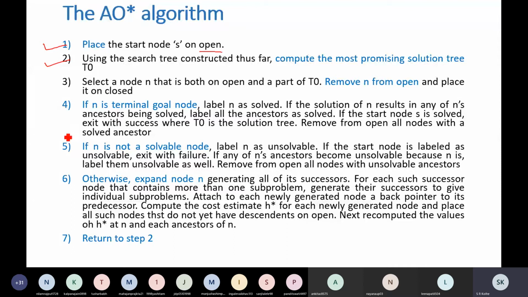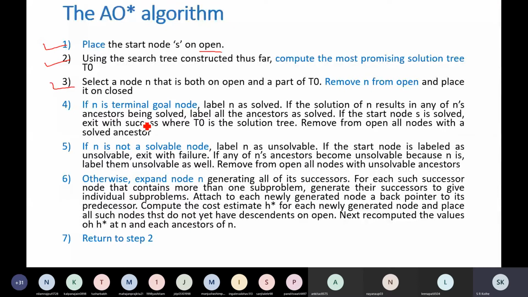Come to the next step. The third step is to select a node N that is both on open and part of T0. On T0 you have S initially. What is that node? The starting node. So it is on open as well as on T0. So we are saying remove that N from open and place it on closed. You will have to explore it, and it will generate its children, and place this S on closed. All this we have put in just one sentence. So the S node will be on closed, generating its successors.